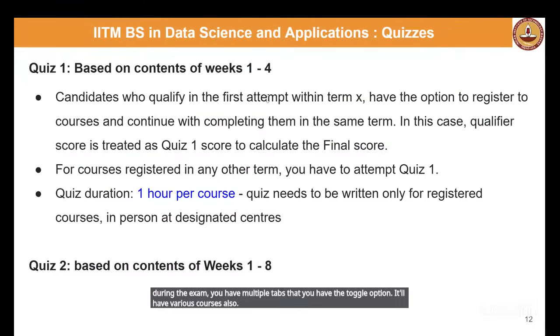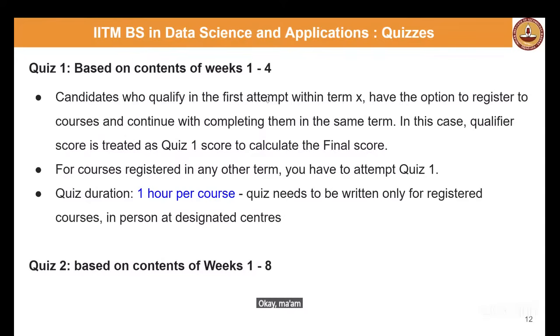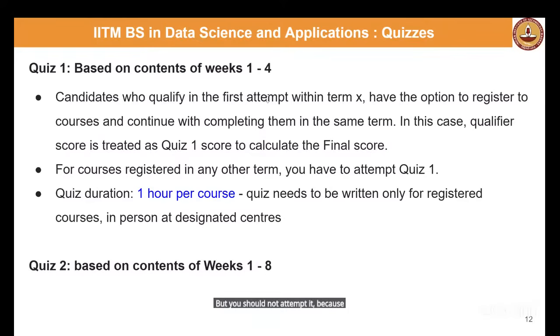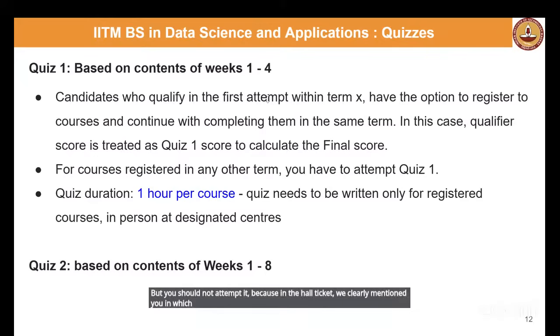It might have diploma courses and degree courses too, but you will have to select only those courses that are applicable to you and give the exam. Along with this, in the end term, you have a session-based exam. We'll allocate a session for you. If English 1 is in the forenoon session, Maths 1 is in the afternoon session. Maths 1 might be visible to you in the forenoon also, but you should not attempt it, because in the hall ticket we would have clearly mentioned in which session which subject will be conducted.